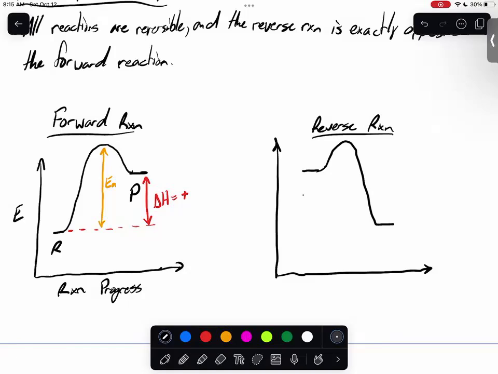starts out higher than our product, right? Because essentially the product in the first one is technically our reactant here, because you can think about it as a reverse reaction. And then as we go down this reverse reaction path, we draw a dotted line from the reactants to the products. Our delta H is now negative, and our activation energy is a lot smaller.